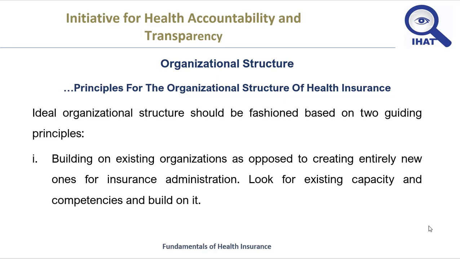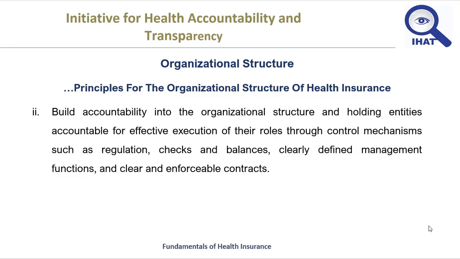The first is building on existing organizations as opposed to creating entirely new ones for insurance administration. Effort should be made to look for existing capacity and competencies and build on it. The second principle is to build accountability into the organizational structure and hold entities accountable for effective execution of their roles through control mechanisms such as regulation, checks and balances, clearly defined management functions, and clear and enforceable contracts.